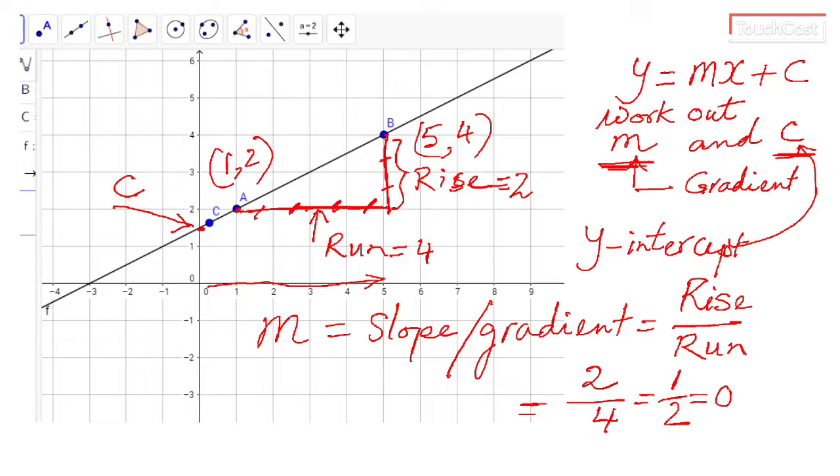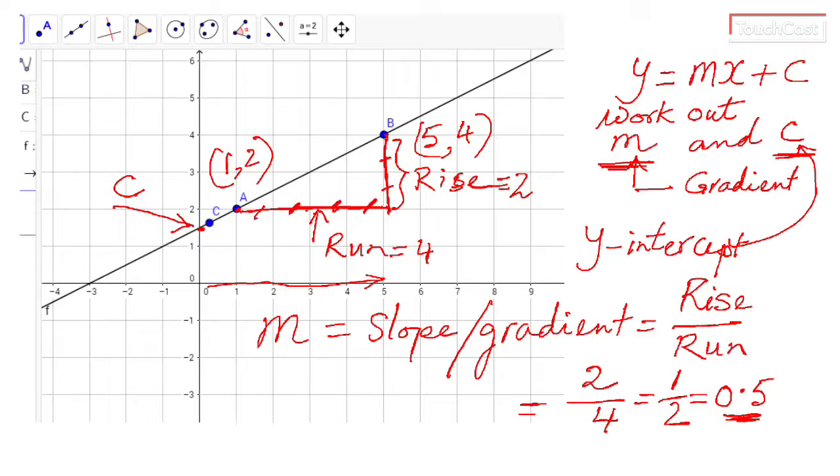Some of the people may like to write it as 0.5. You've got to be careful. If it is a recurring decimal, please leave the fraction as a fraction. Do not convert it to decimal. Do not use a calculator and convert it to decimal. This is easier. Half is exactly equal to 0.5.